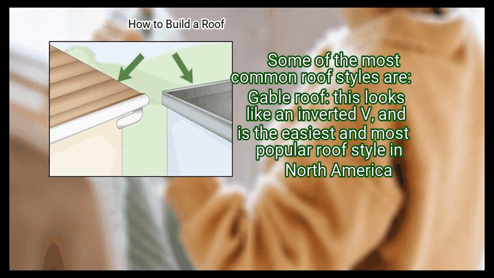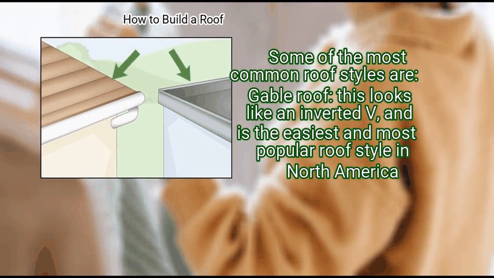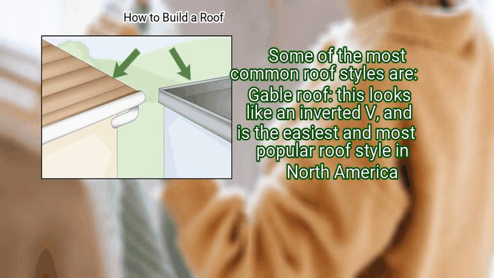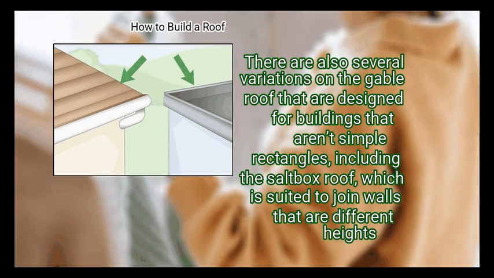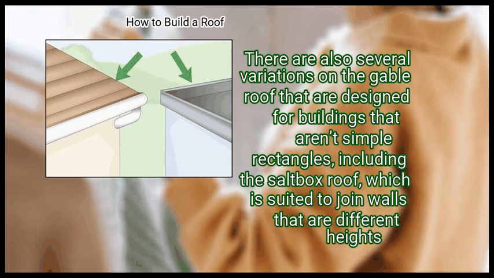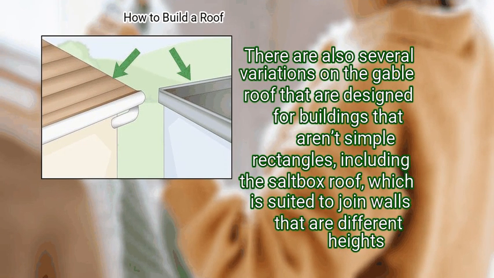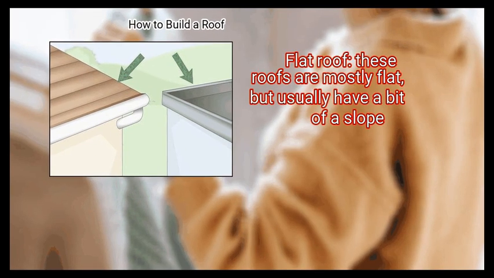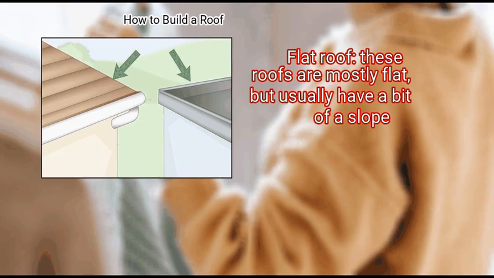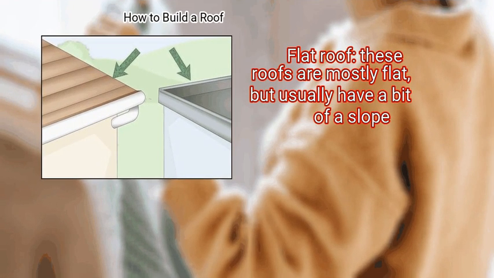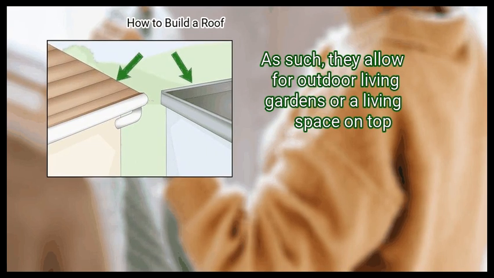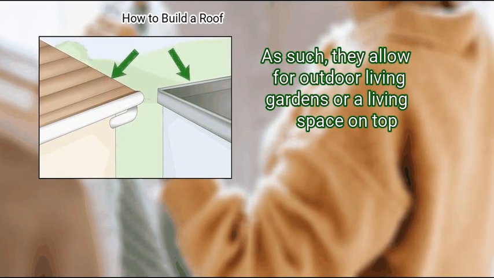Some of the most common roof styles are gable roof. This looks like an inverted V, and is the easiest and most popular roof style in North America. There are also several variations on the gable roof that are designed for buildings that aren't simple rectangles, including the saltbox roof, which is suited to join walls that are different heights. Flat roof. These roofs are mostly flat, but usually have a bit of a slope. As such, they allow for outdoor living gardens or a living space on top.